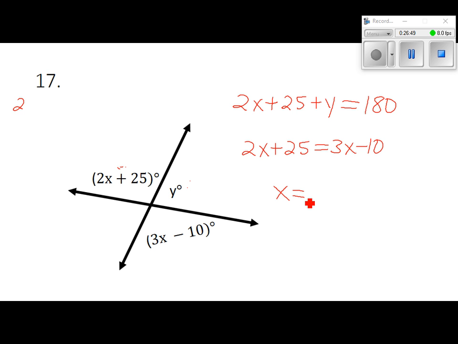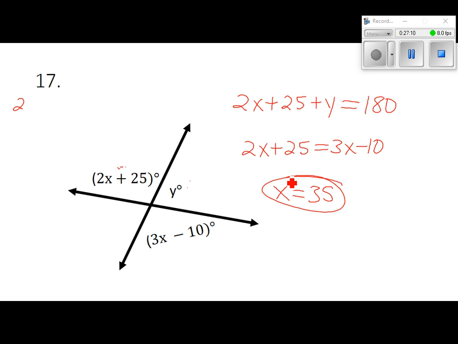X equals 35. Is that what we're going with? I got 35. Now that's x. But we also got to find y. How could we do that? Plug 35 into x.